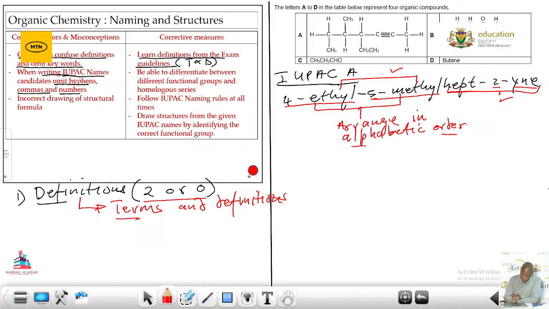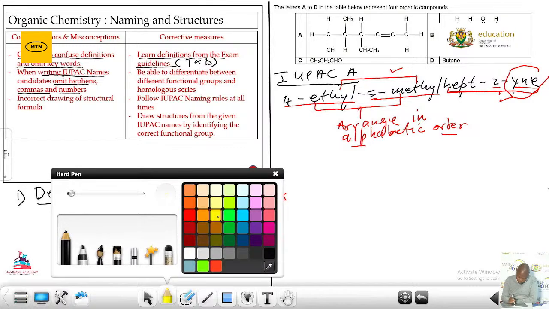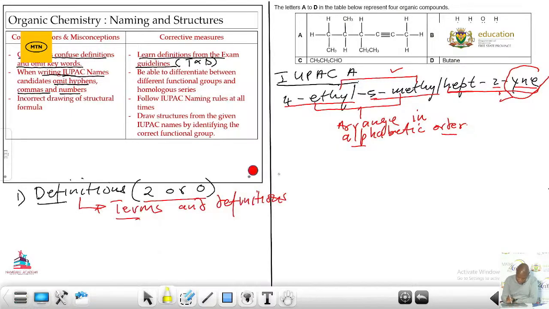So remember, do not omit hyphens, use your commas if you have more than one type of substituent, and at the same time be able to differentiate the different functional groups you have, because we usually say the suffix of the parent name tells us about the functional group, and also tells us about the type of homologous series that we are working with. So if you do not know that, everything now becomes a challenge.